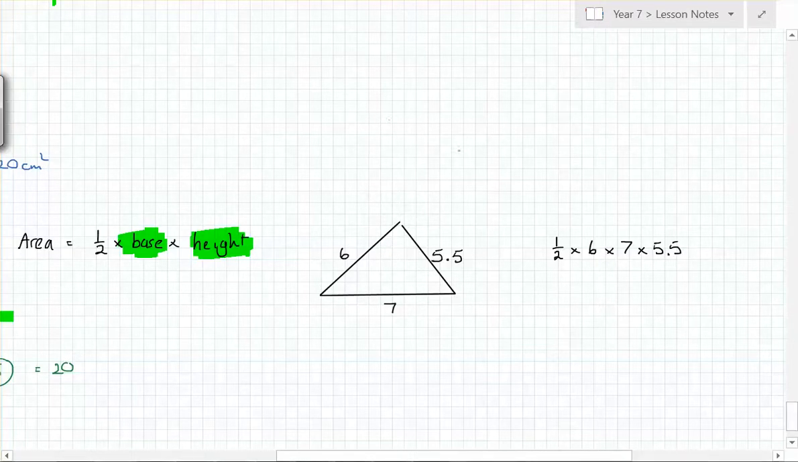Well, let me have a question then. The half, fine. So you're saying which one's the base? The 7? The 7, okay? So I'm going to go with 7 is the base.